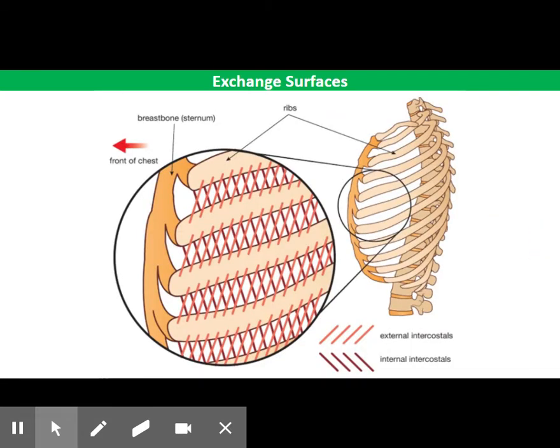Now, this diagram here looks at the muscles in between each of the different ribs. Now, these are the intercostal muscles. There are two groups of intercostal muscles, the internal and external intercostal muscles. Another really important muscle in the mechanism of respiration in humans is the diaphragm. And we'll look at the diaphragm in more detail in a moment.